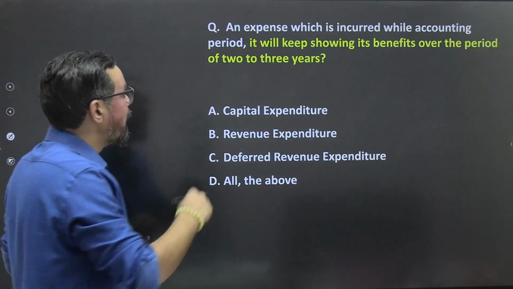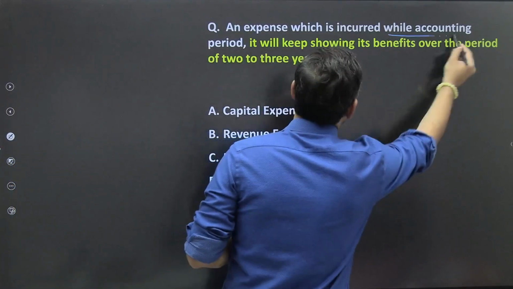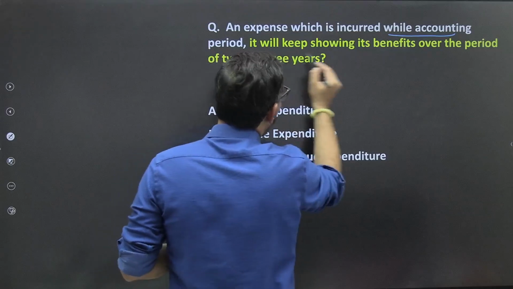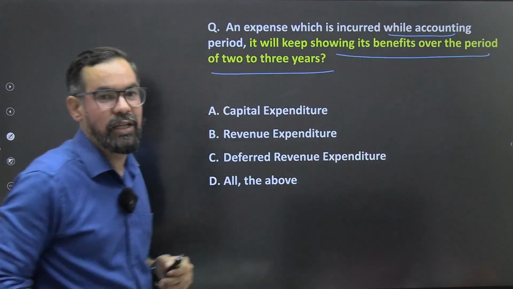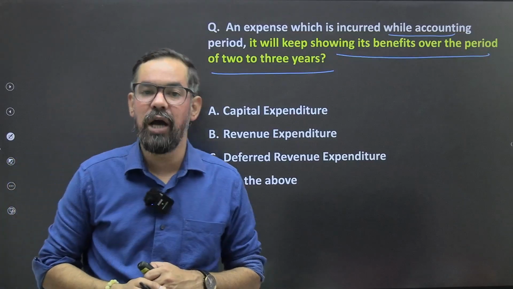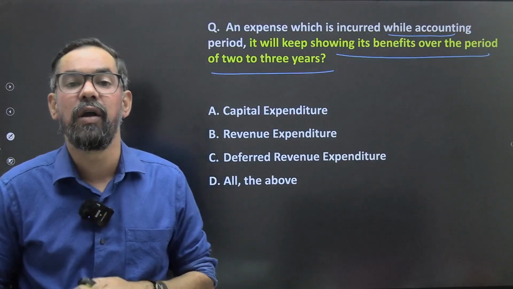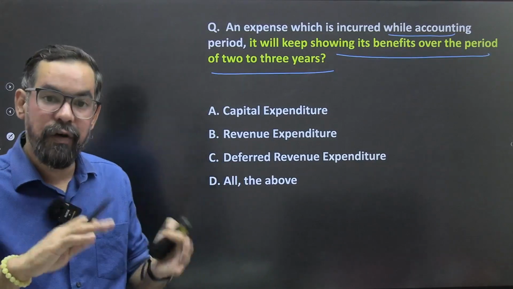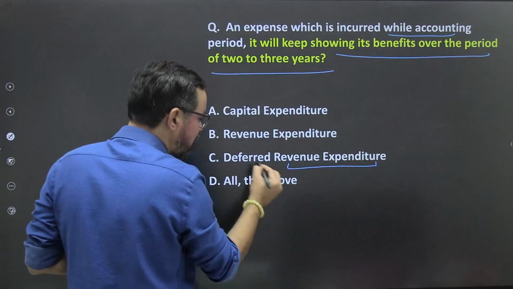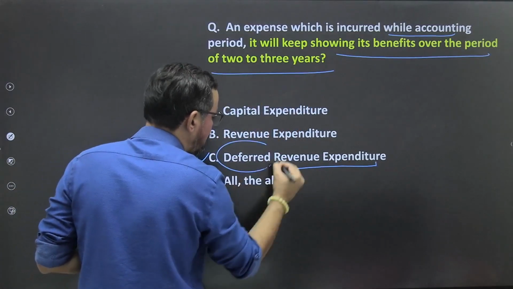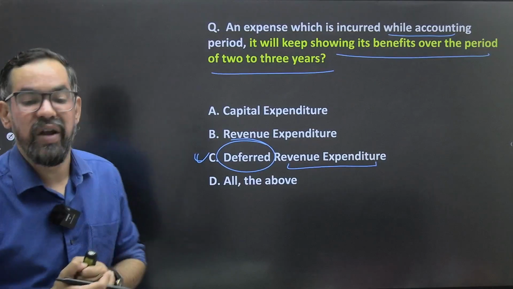Next one, an expense which is incurred in the accounting period, it will keep showing the benefit over the period of 2 to 3 years. This was the question I was talking about around deferred revenue expenditure. Deferred revenue, right? So it's a case of revenue expenditure. So under revenue expenditure, we have deferred revenue expenditure. Like advertisement cost.